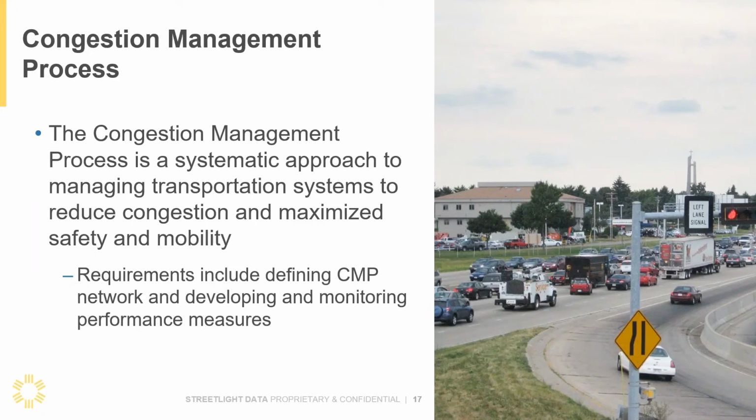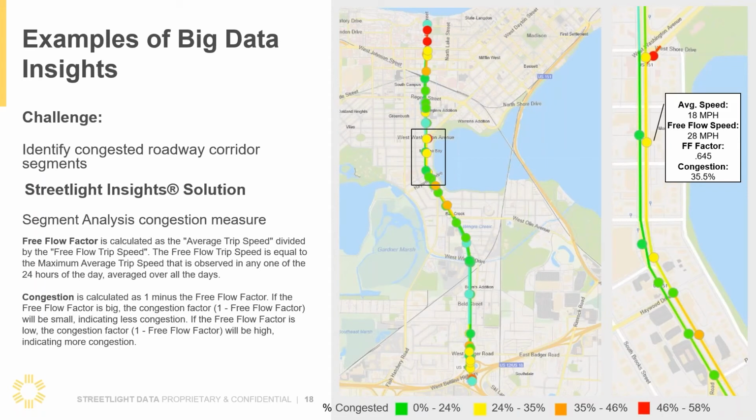So this slide provides an overview of the congestion management process, and it's basically an approach to reducing congestion and maximizing safety and mobility. Next. So this slide shows the relative level of congestion in the Park Street corridor. It's really just an example of how we can perhaps use StreetLight data for a congestion management process.